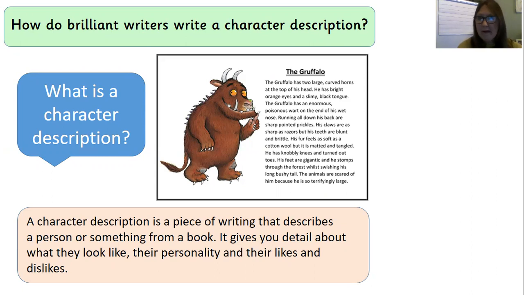I've got an example here of a character description on the Gruffalo, which is describing what he looks like and how other animals are scared of him. That's just an example to say that we can do it on any kind of character that we'd like to, as long as we are describing them.